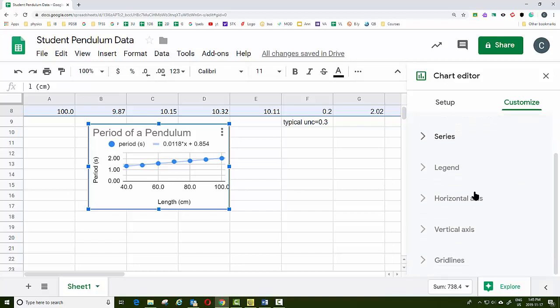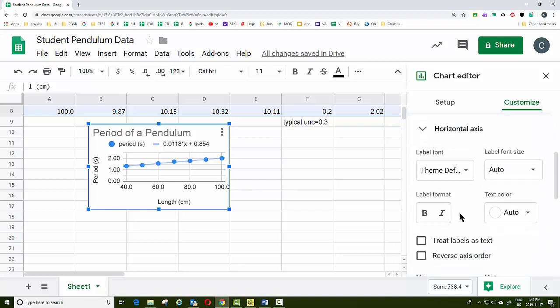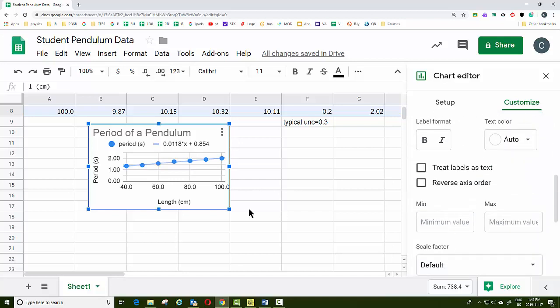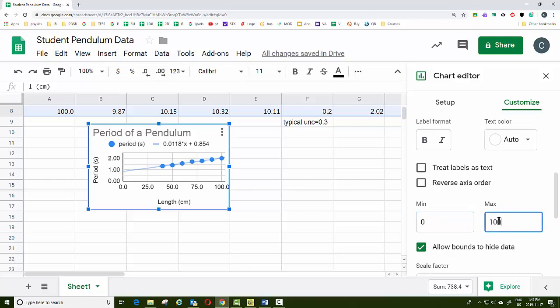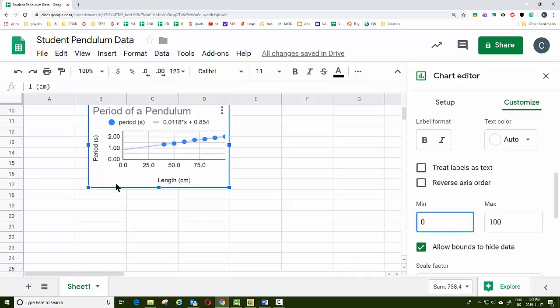I'd like to now go on to my horizontal axis, because you'll notice here that I'm going from 40 to 100 in the lengths, and I'd really like to go from 0 to 100 in the lengths. In nearly all the graphs you do, you want to include 0, 0 as a point. Now there's one more adjustment that I'd like to make. I know for a pendulum that if there's no length, there's no period. If the length is 0, the period's 0.